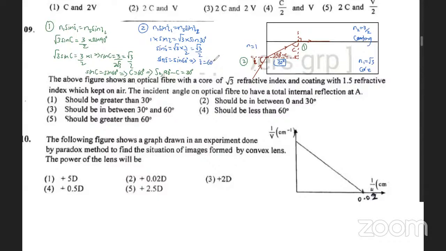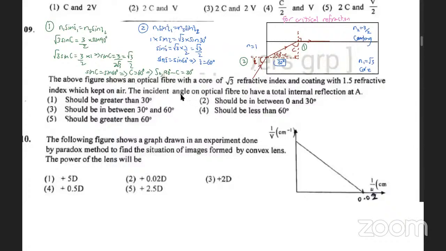What I have considered here is for critical refraction. I have written for critical refraction. Right. That's a doubt. Yep, good. So we have found all these numbers now.